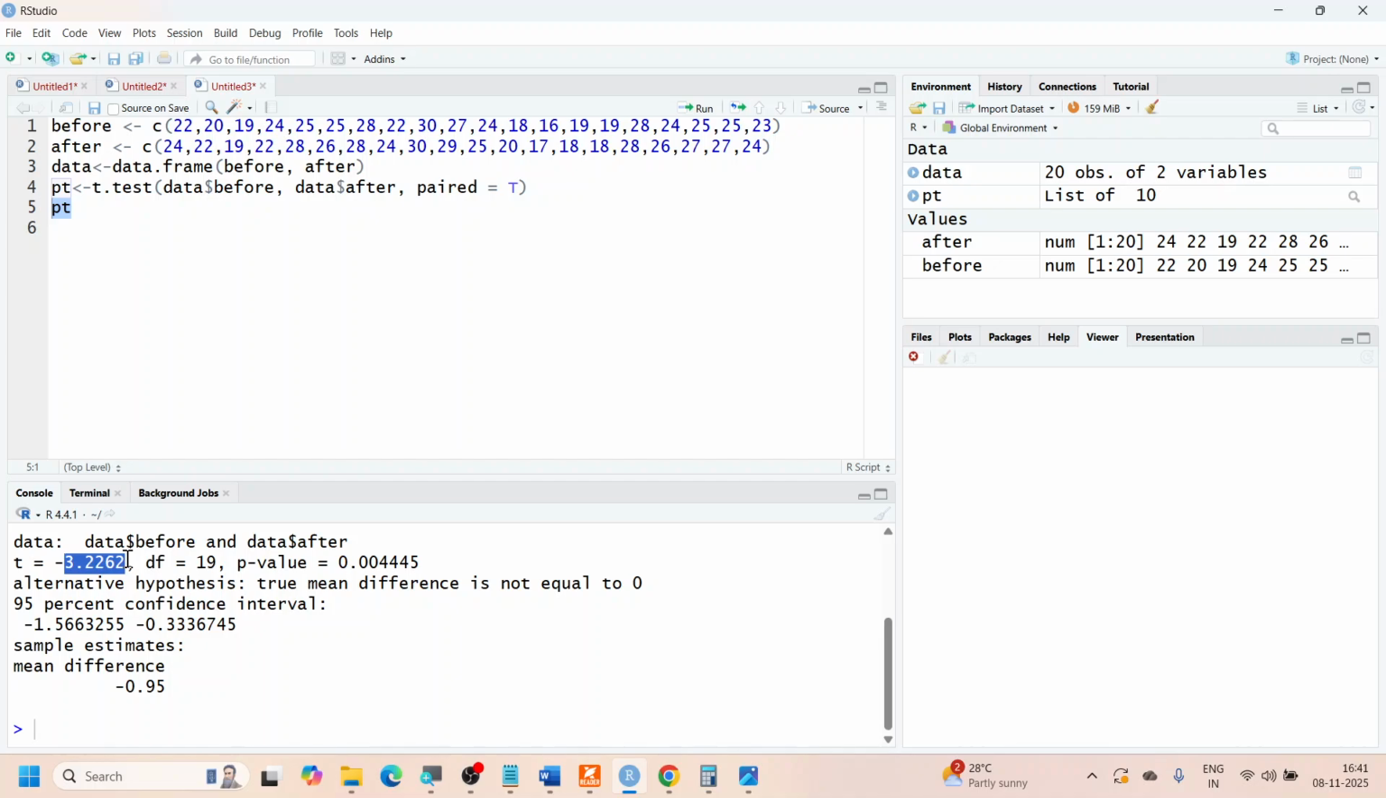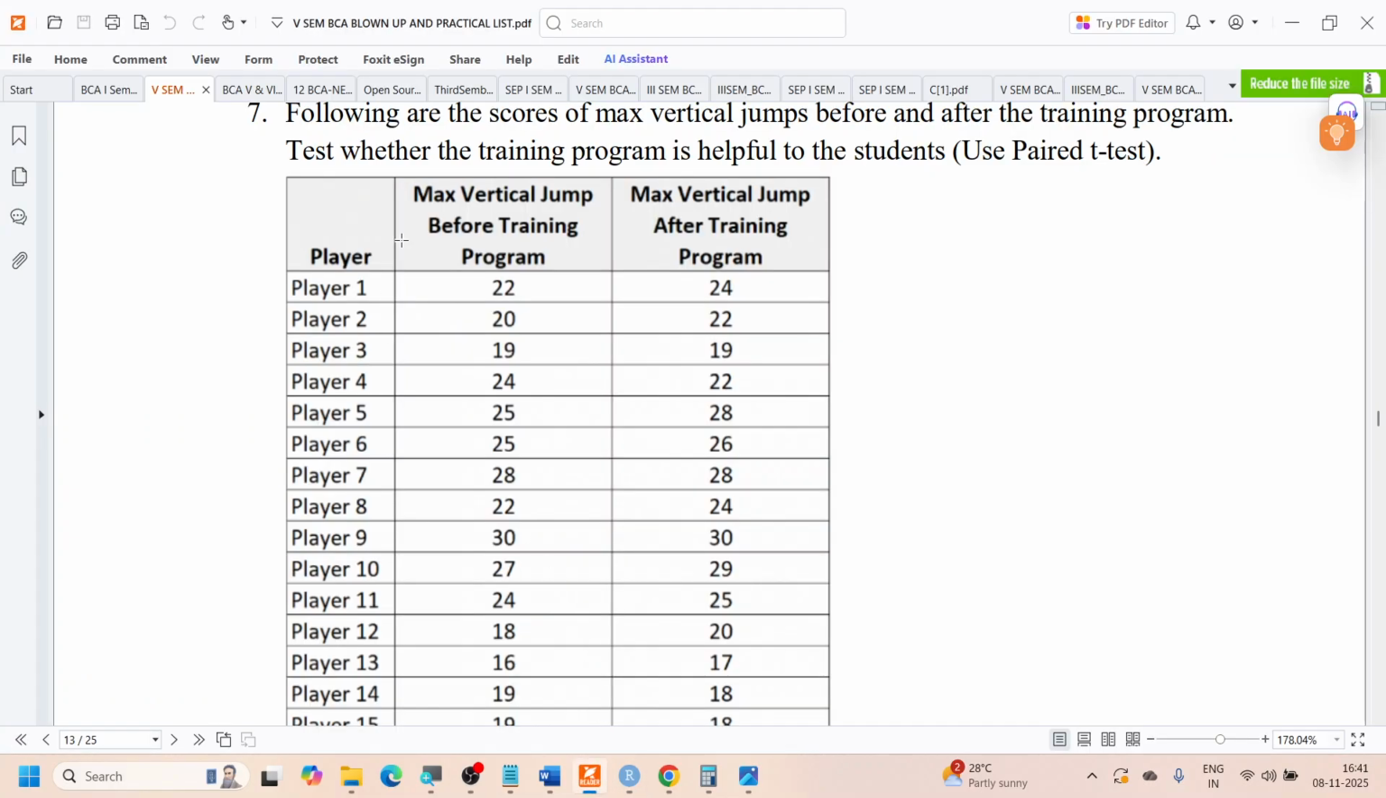So it means to say that there is a greater difference between the observed value and the null hypothesis. So what is our null hypothesis? The null hypothesis says that there is no difference whether you give the training to the student or not, they will not jump any further. So their jump, the values that are given over here before the training, their maximum vertical jump, and after training there is no difference at all. Your training is useless. So that is the null hypothesis.